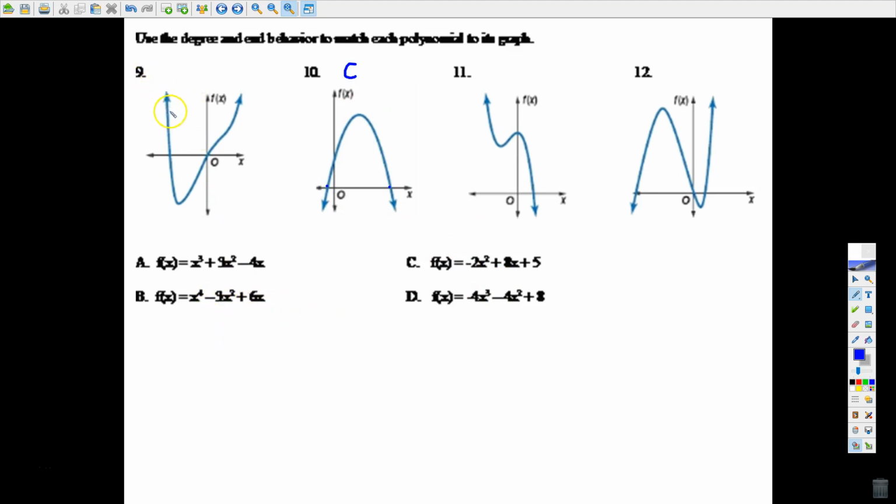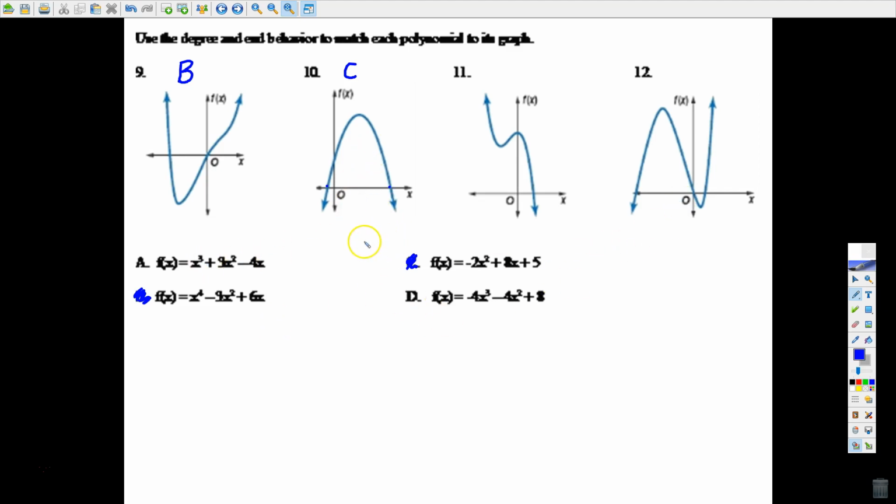Let's go over to number 9. Do you notice how the right side and the left side do the same thing? So this has to be an even function. And with the ones that we have left, we've already used C. The only remaining function that's even is letter B. It's x to the 4th. So number 9 has to be B. Okay, remember even, and this has an even degree, the 4th power.